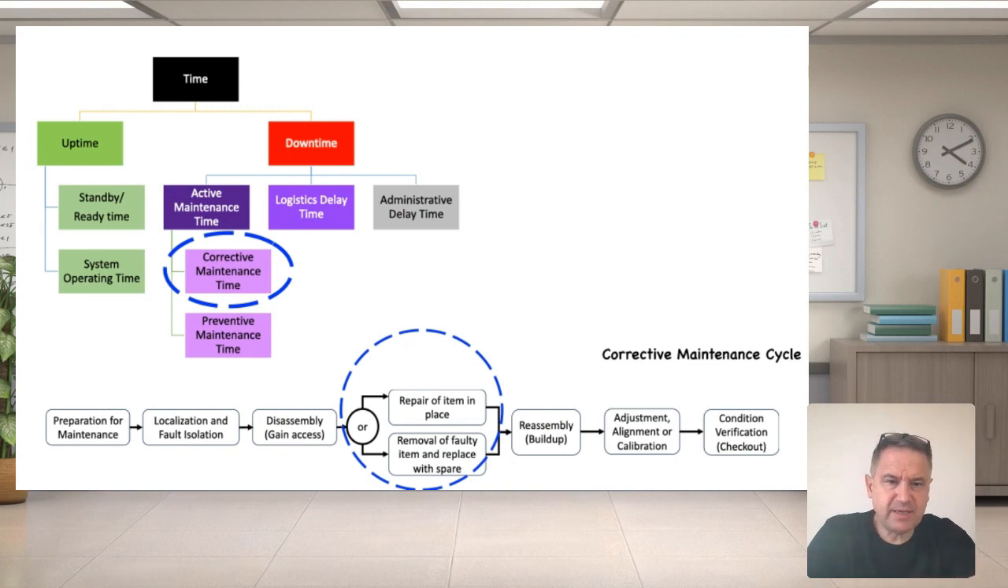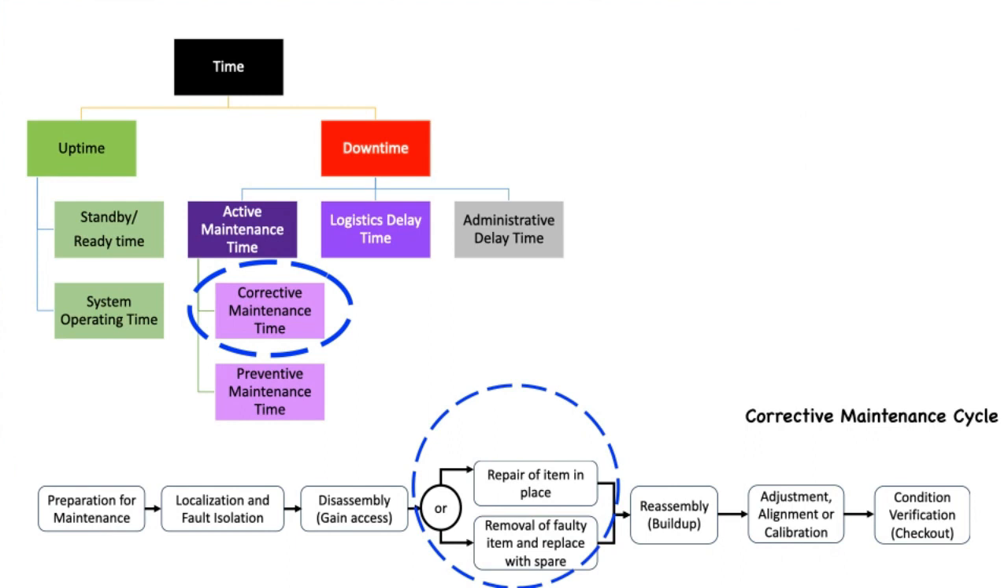As you know, my friends, here the preparation of the maintenance begins. The first step, and the second step, localization and fault isolation, and then we gain access to disassemble to the fault area, and now we are at the point of decision. Either we repair the item in place, action A, let's say, or we remove the faulty item and replace it with the spare one, action B. Based on this decision, we continue.